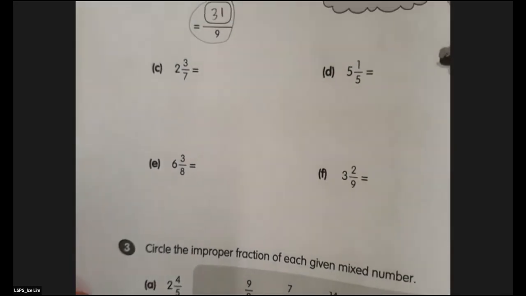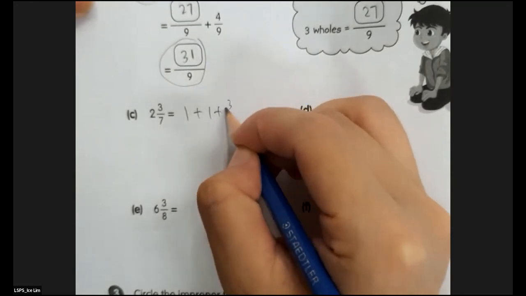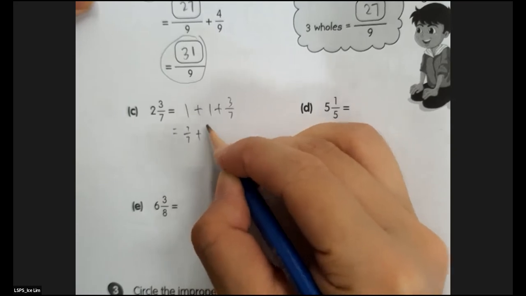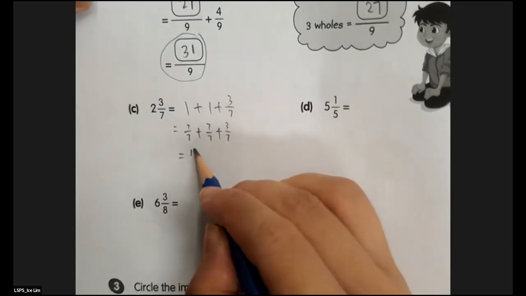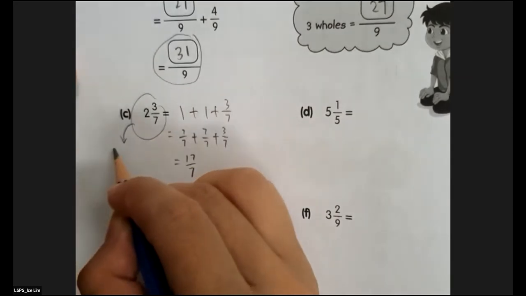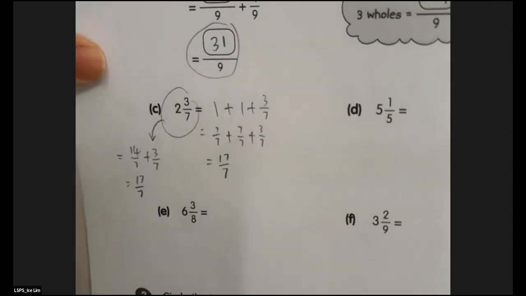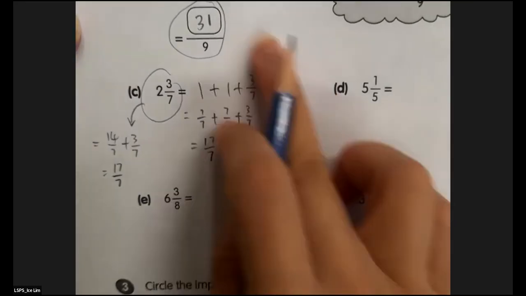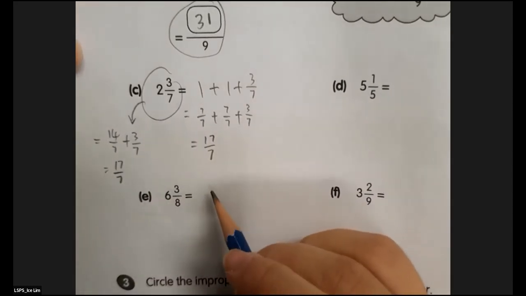Okay, so moving on to here, I'm looking at you doing this with a quick step. If you're still needing to draw, go ahead and draw. If you still need to do the long method, go ahead and do the long method. If you do a mix of it, it's fine. So if I'm still doing 1 plus 1 plus 3 sevens, that equals 7 sevens plus 7 sevens plus 3 sevens, and then I got 14 sevens plus 3, 17 sevens. That's okay. If I'm doing a shortcut, I just went to 14 sevens plus 3 sevens. That's fine as well. Otherwise, it'll be great if you are starting to do it really fast.